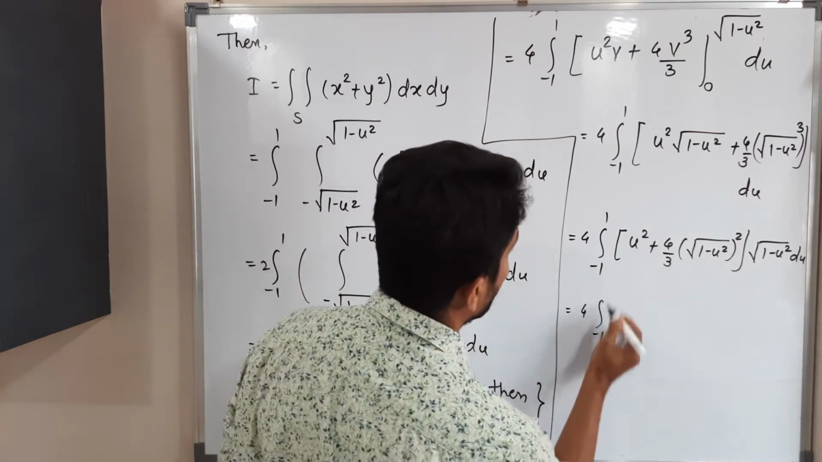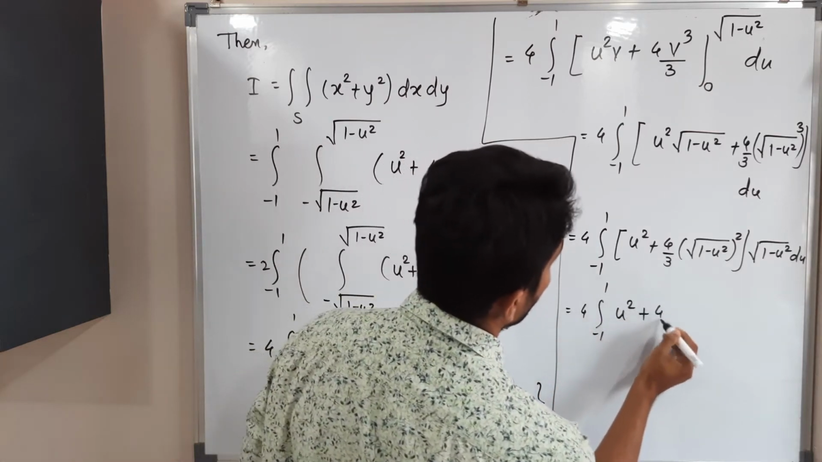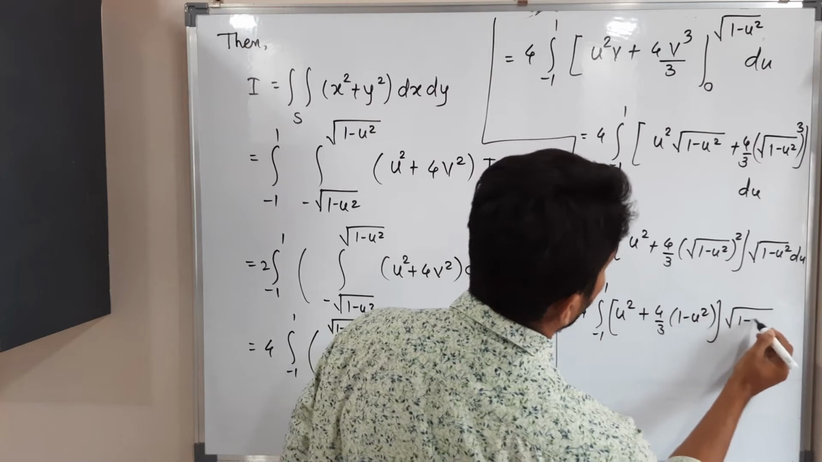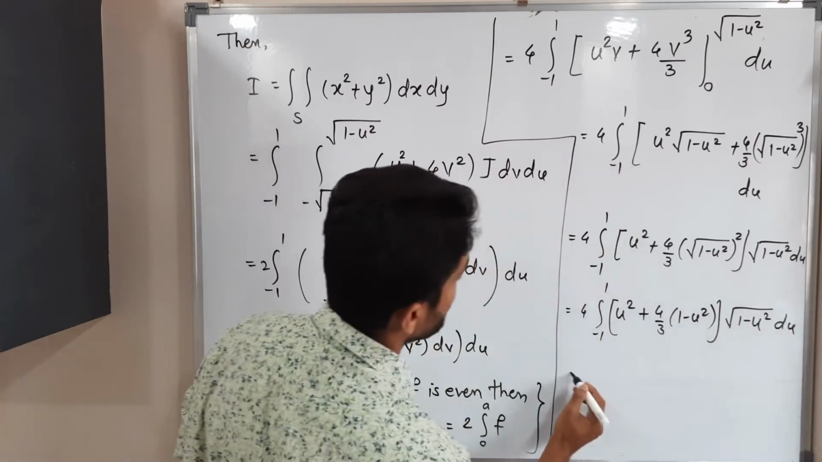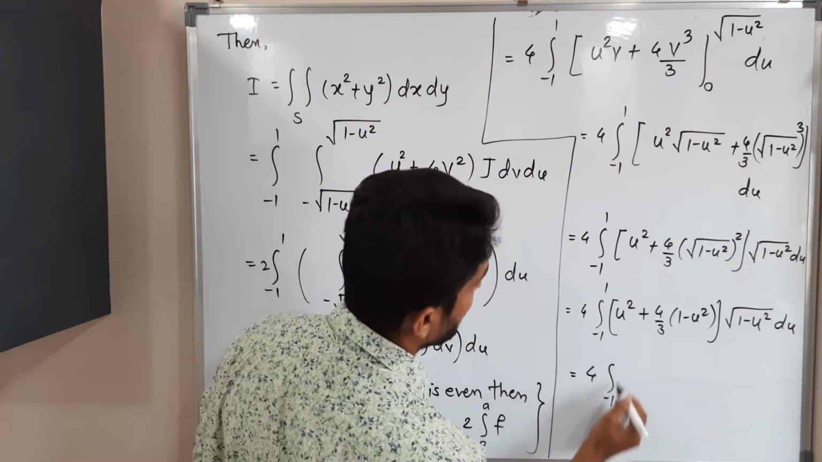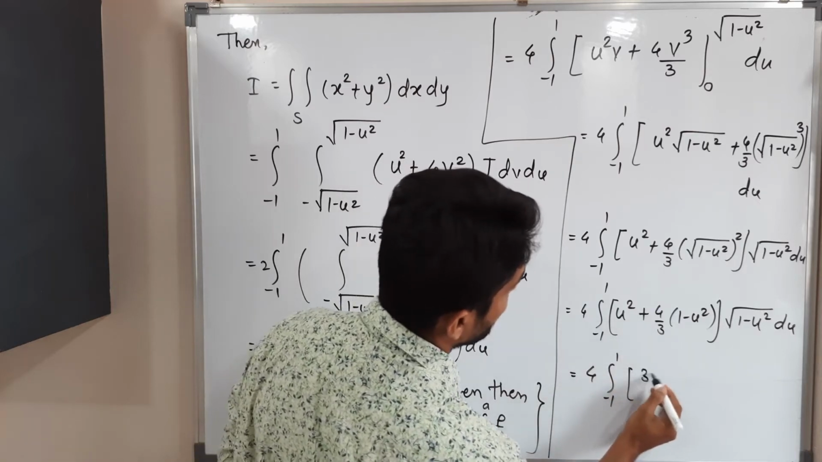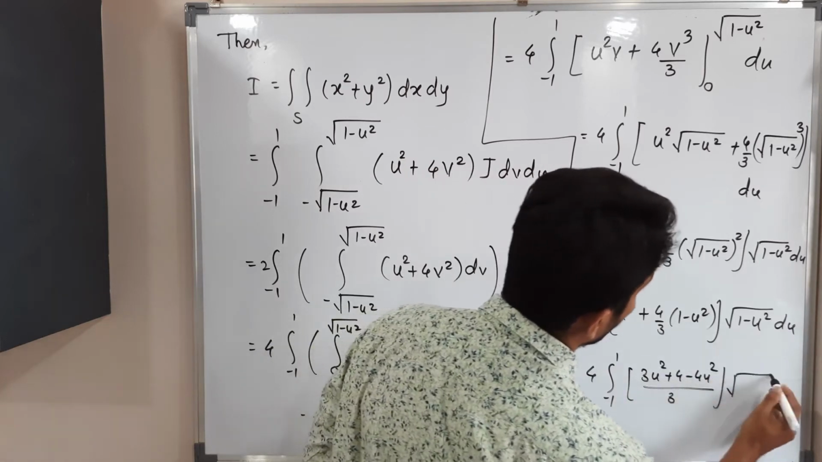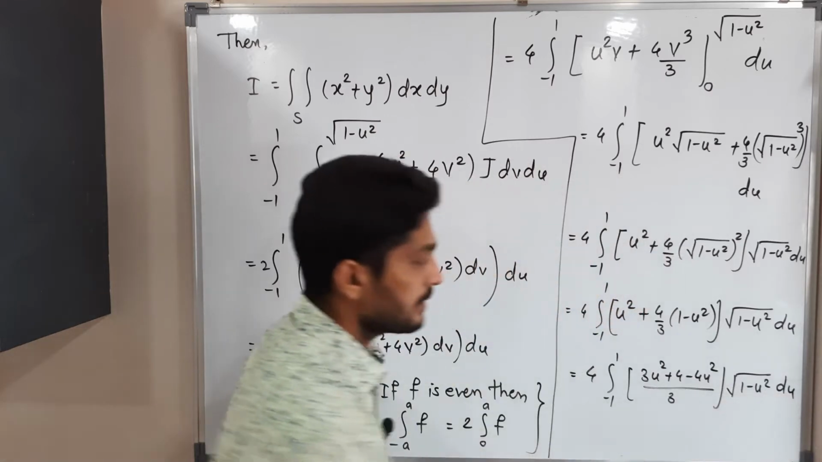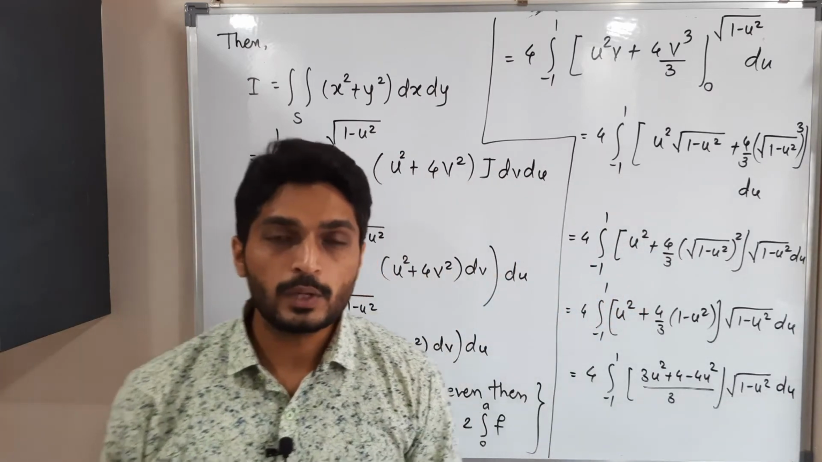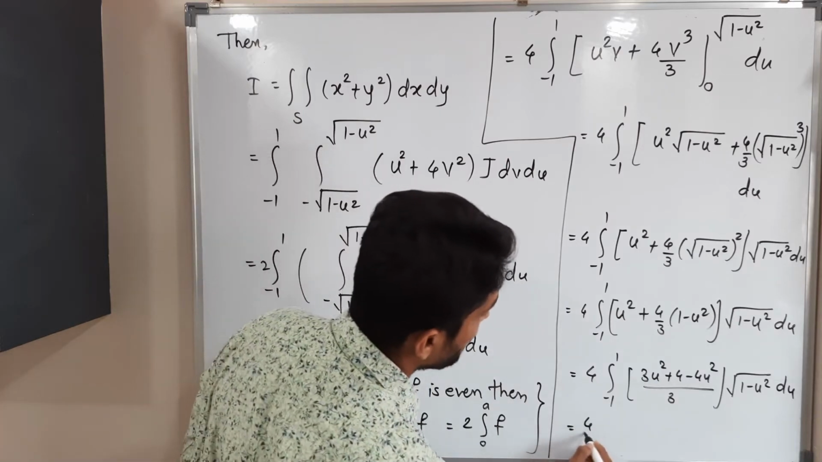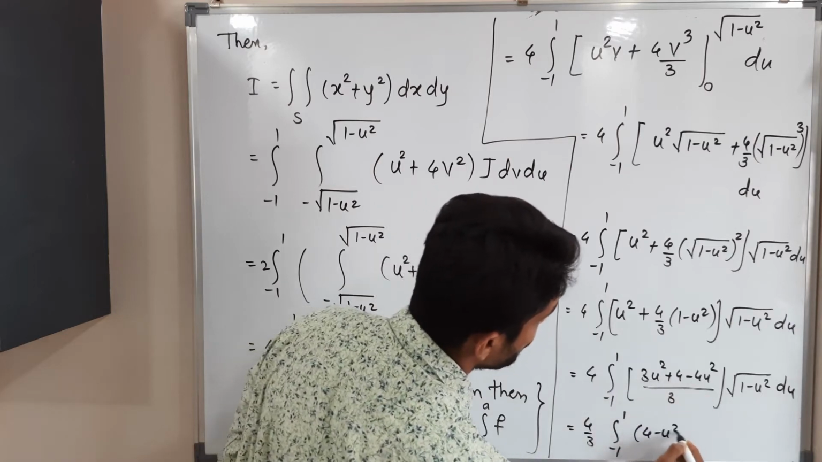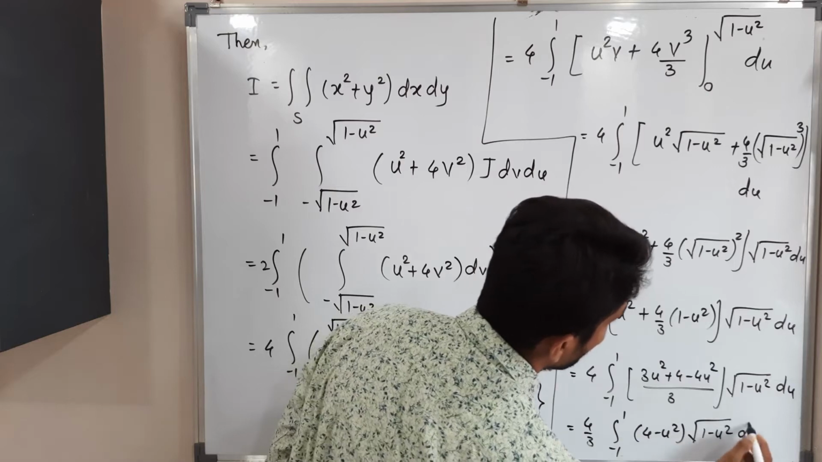So 4 integration minus 1 to 1, u square plus 4 by 3 (1 minus u square), root 1 minus u square du. So this is equal to 4 integration minus 1 to 1. I will cross multiply: 3u square plus 4 minus 4u square by 3 root 1 minus u square du. See, 3 is constant which is at the denominator, so I can take it outside the integration. So it will be 4 by 3, integration minus 1 to 1, 3u square minus 4u square, so that means 4 minus u square, root 1 minus u square du.